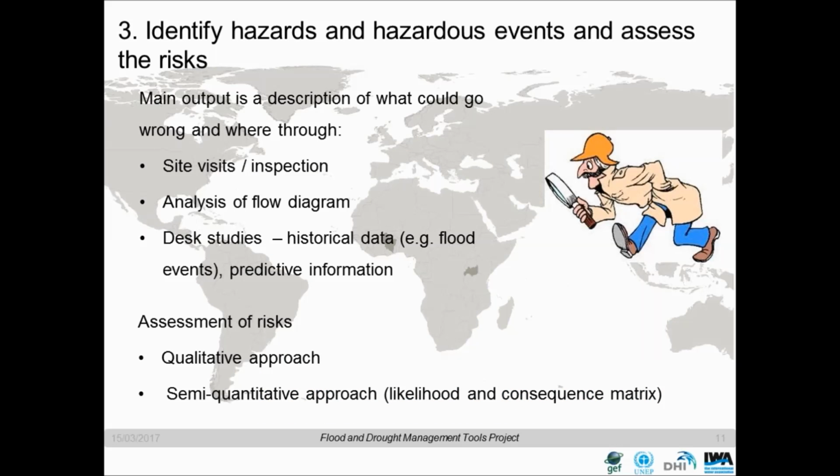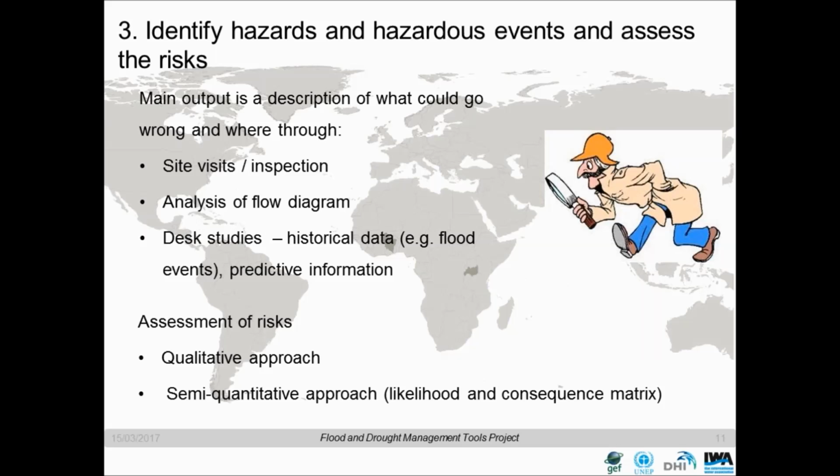The best way to get answers to those questions is to use site visits and inspections and to analyze the detailed flow diagram. Desk studies of historical data are also useful. Here the team should endeavor to define and describe specific hazardous events that show the causes of the hazard, and this helps the team to achieve a more precise control measure or intervention that is specific to the event and therefore has a greater chance of addressing that specific hazard.